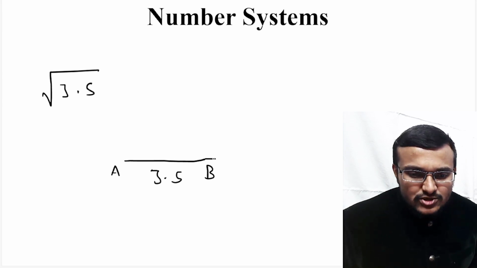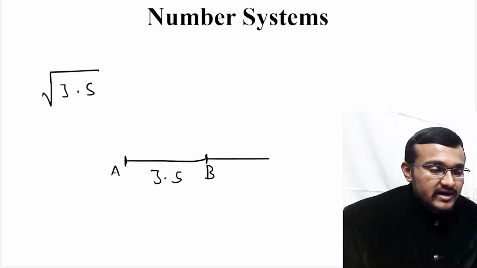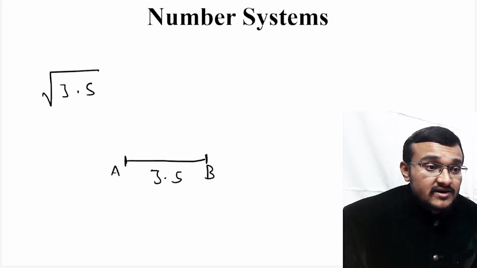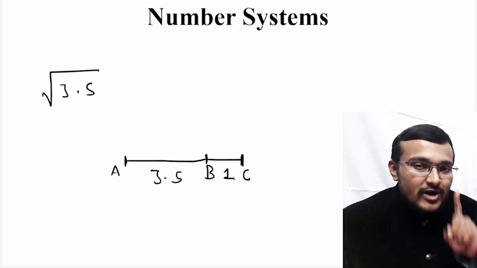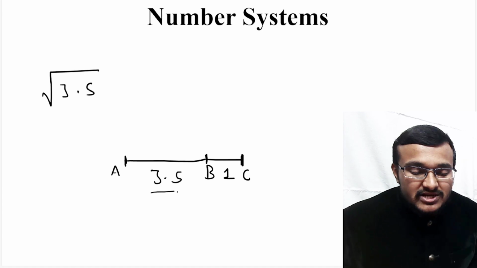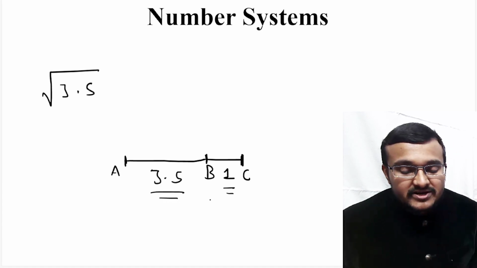Now from B to C, let's draw a small line here to identify B. Now you have A and B, and let us draw an extension of this line from B till 1 unit. Let us stop over here and call this point C, and the length between B and C is 1 unit. So the length between A and B is 3.5 units and the length between B and C is 1 unit.